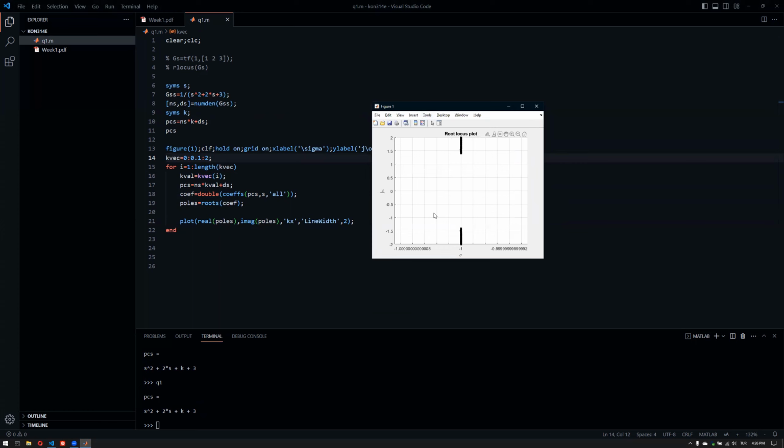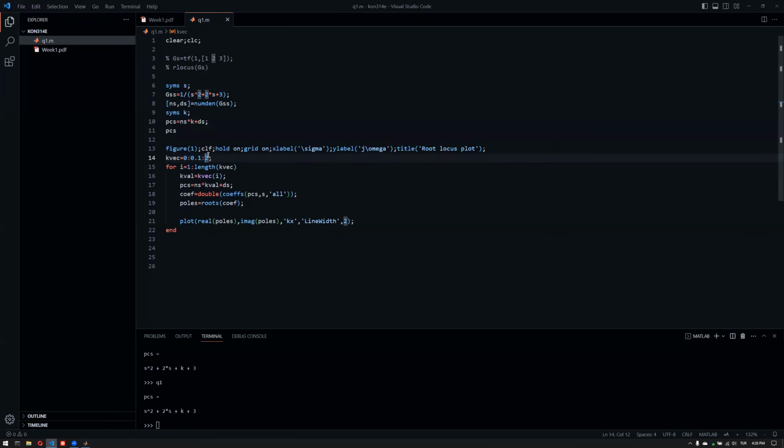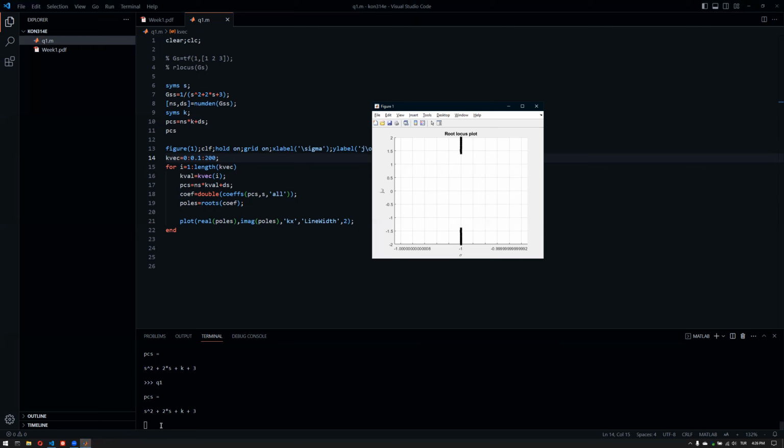Now, technically speaking, we should be starting at 0 and we should tend to infinity. But with this small step size here, I would not like to have 200 here because it would take too long to evaluate this root-locus plot. As you can see, it takes some time.